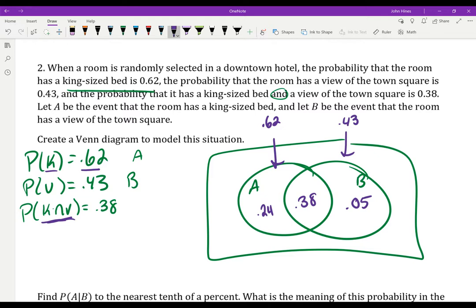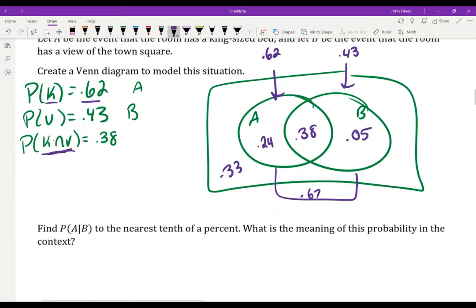And now there's one more piece that's left over, the outsiders. What's the complement of what I used up right now? So let me add those guys together and do the opposite of that. I used up 67. These guys together is 0.67. So the complement of that is 0.33.